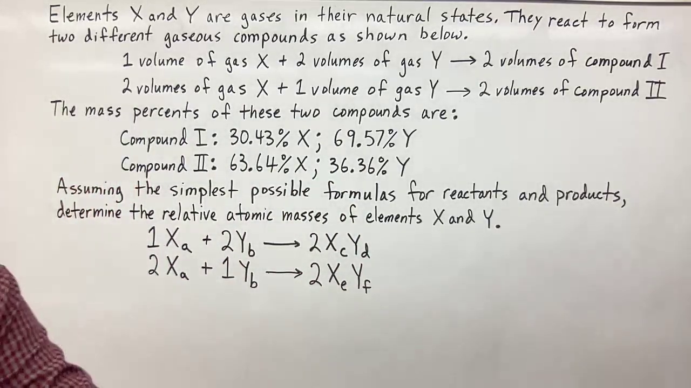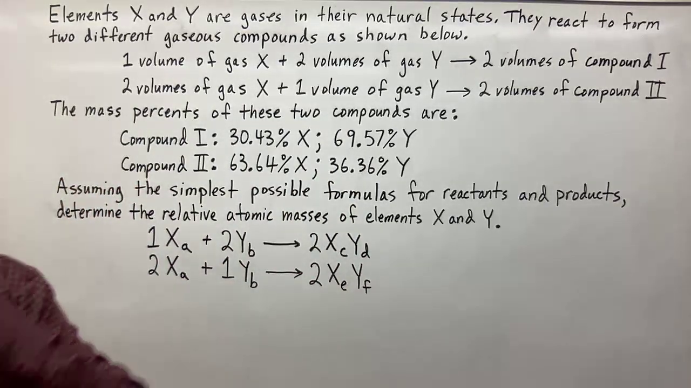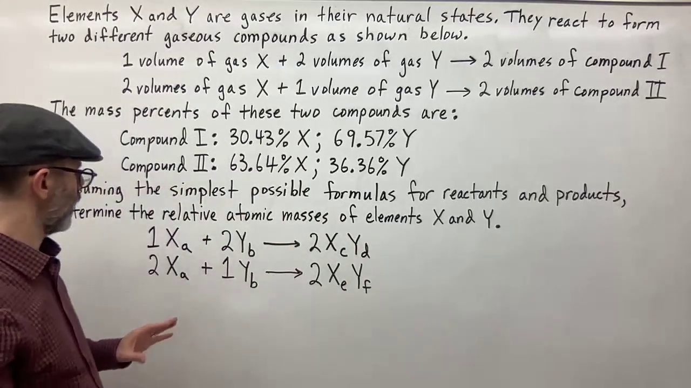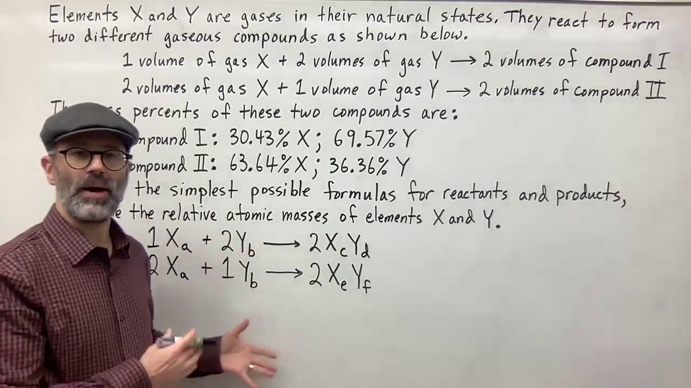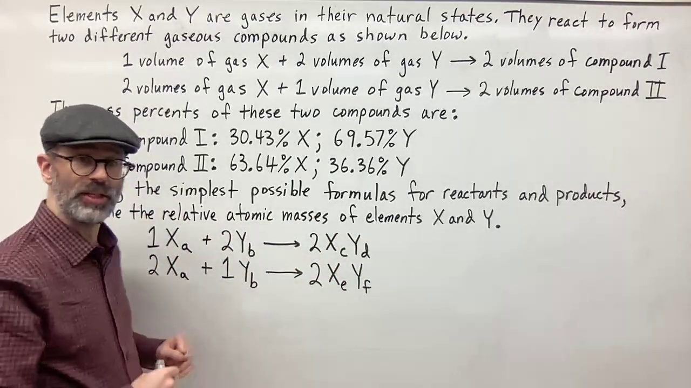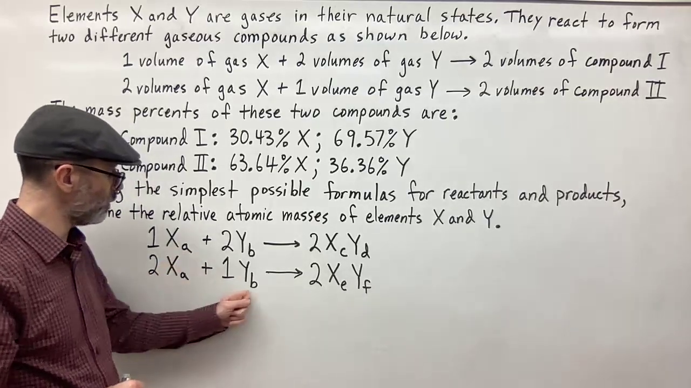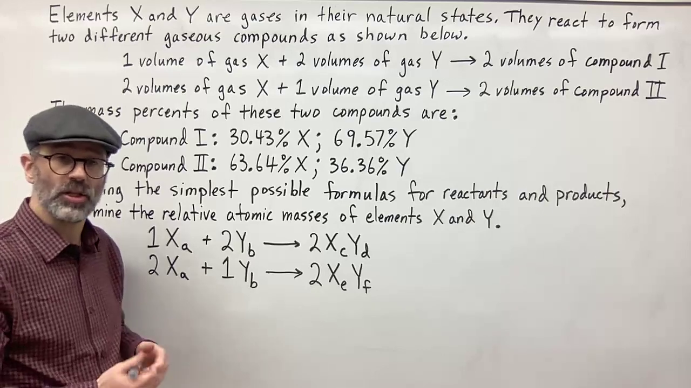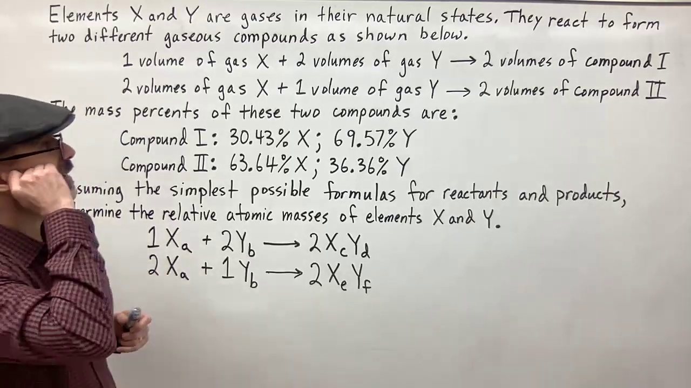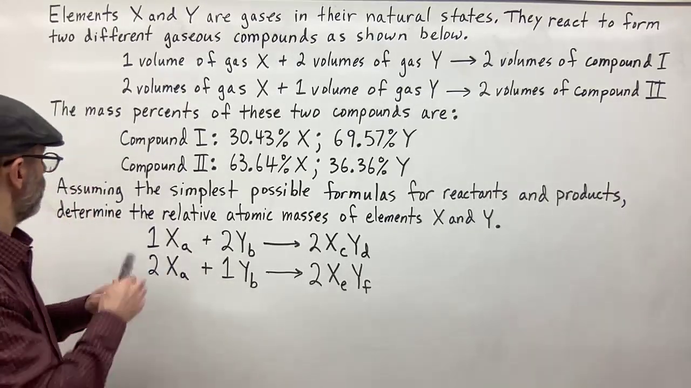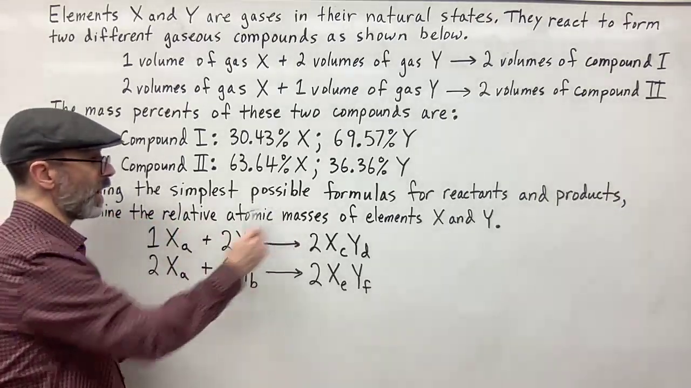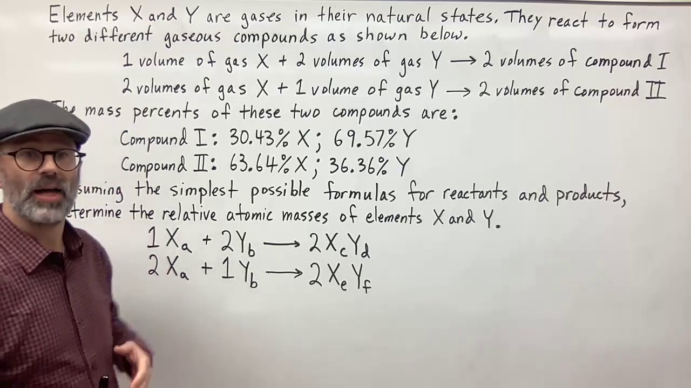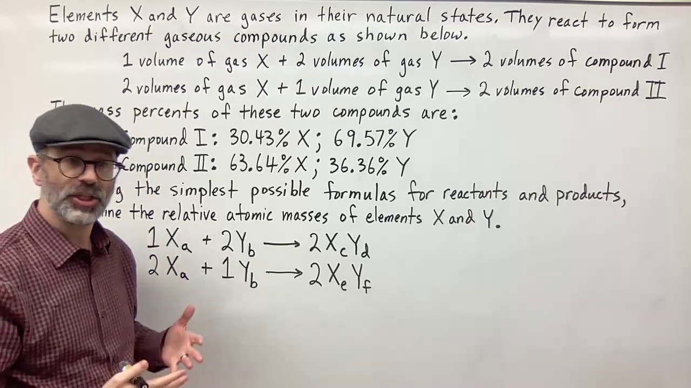Let me double check to make sure I got that right. Yep. Okay. So I just want to make sure this is fitting my notes that I have. So now I have my equations with the unknown subscripts. And so now here we need to figure out what the subscripts are. We need to solve for the subscripts. And the key here is that we want to assume the simplest possible formulas. So simplest possible formulas, we want the simplest whole number ratios.